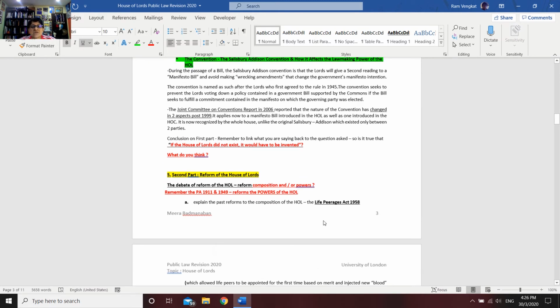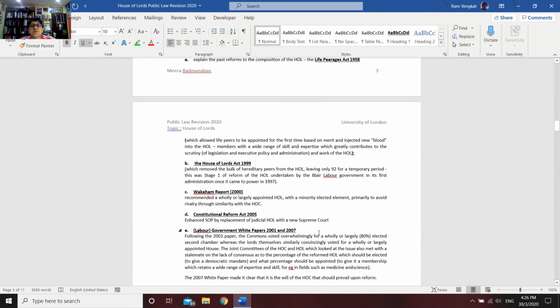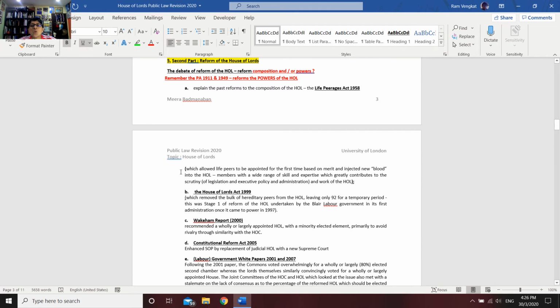Another very important reform happened in 1958 at the bottom of page 3. That is a reform to the, what do you think? Composition of the House of Lords, the Life Peerages Act. So if you come to page 4 now, and I look at the top. So what did the Life Peerages Act say? It allowed life peers to be appointed for the first time based on merit and injected new blood into the House of Lords. Am I right? So it allowed life peers to be appointed for the first time based on merit.